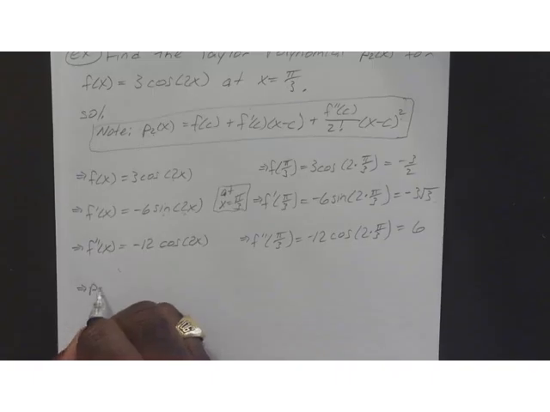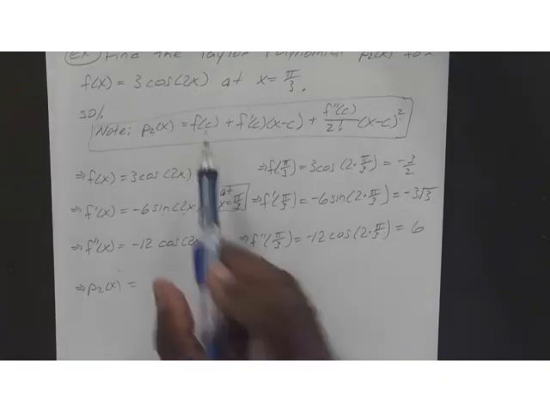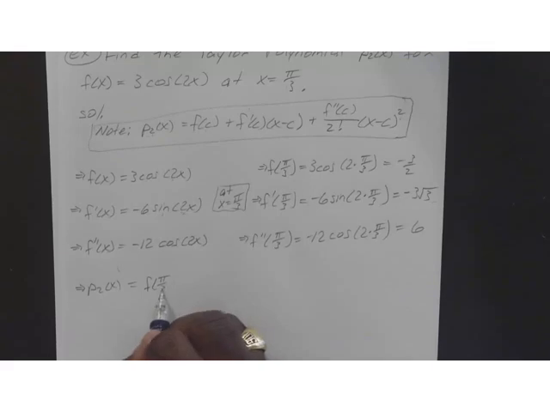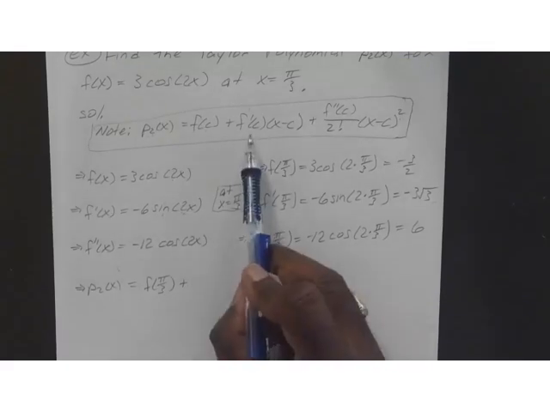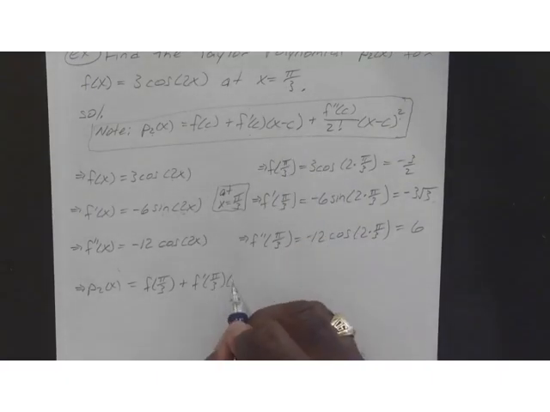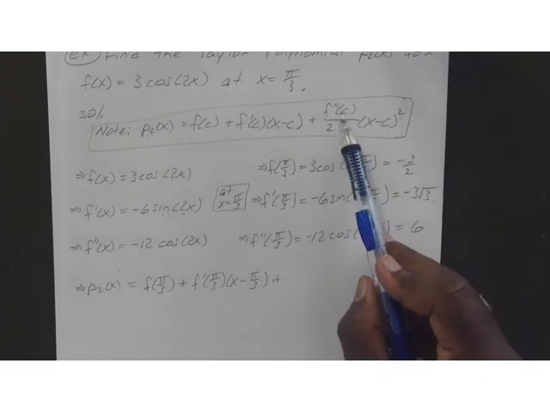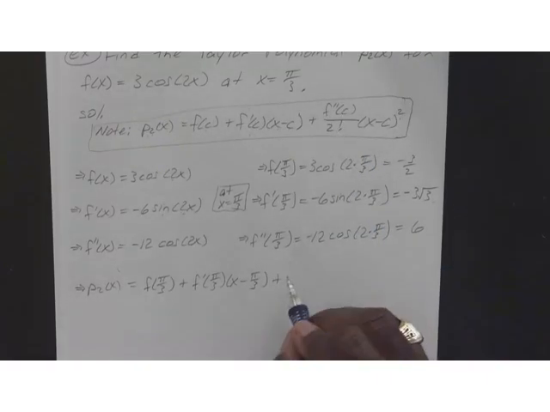Okay, so for this one, our p sub 2 of x is equal to f of pi over 3, plus f prime of pi over 3 times x minus pi over 3, plus the second derivative at pi over 3 divided by 2 factorial, times x minus pi over 3 squared.